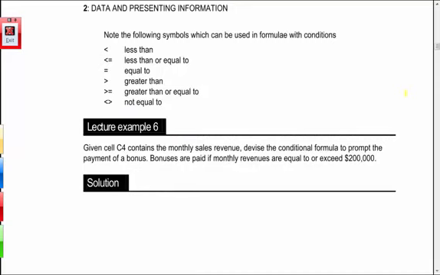Here then we've got a list of the symbols which you need to learn for using formulae with conditions. So less than and greater than are fairly obvious, as is equal to, but for less than or equal to, we use the less than sign followed by the equal sign. So we don't actually have a specific symbol for less than or equal to, and the same is true for greater than or equal to. And also for not equal to, we use both of the greater than and less than symbols.